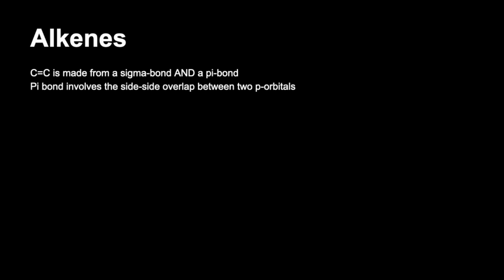Moving on to alkenes. So alkenes contain at least 1 CC double bond, and that's made from a sigma bond and a pi bond. So you've got both types of bond between the 2 carbon atoms of a double bond. The pi bond involves the side-to-side overlap between 2 p orbitals, and it's a really, really good idea to draw a labelled diagram to give you something to talk about. Even if the question doesn't ask for one, I would still draw one.